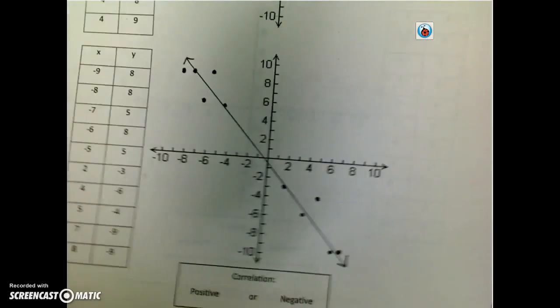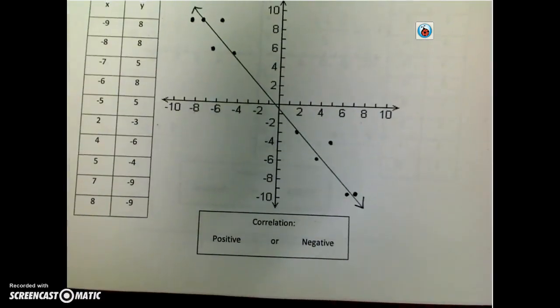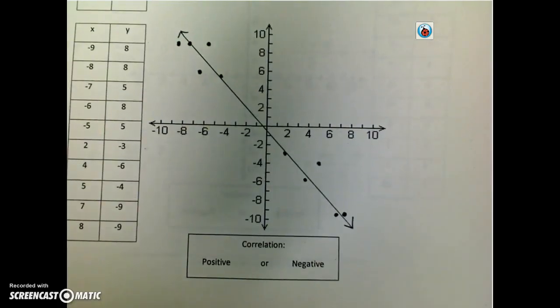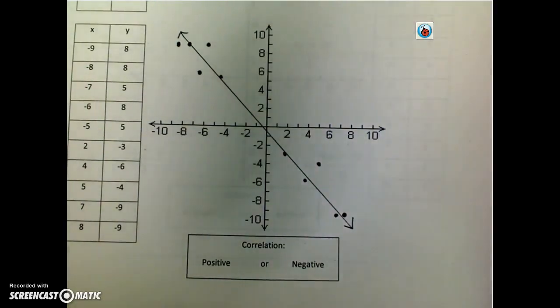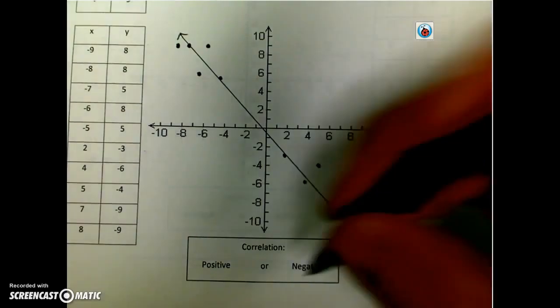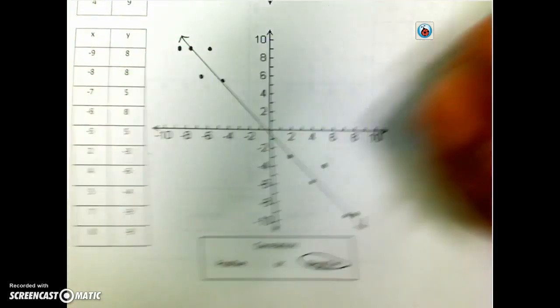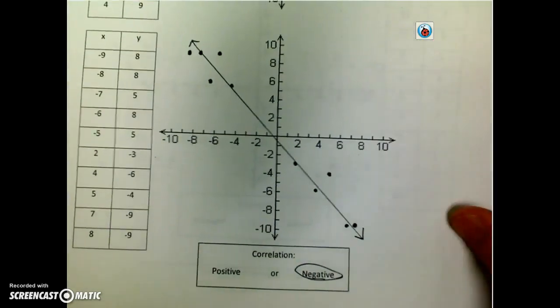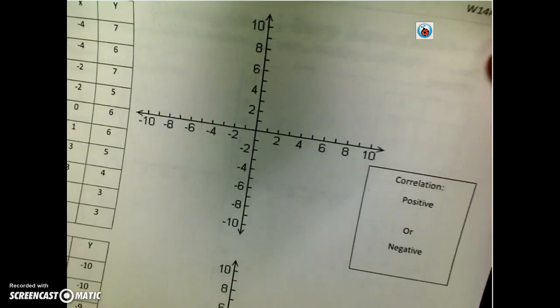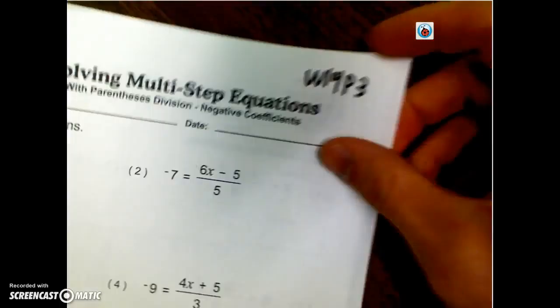Alright, and then with this, it's asking about correlation. Saying, do we have a positive or negative correlation within our data set? As we can see, the line of our best fit has a negative slope, so we have a negative correlation here. Okay, now week 14, page 2 has a similar problem, so I'm not going to show any more off that. But we'll go ahead and look at week 14, page 3.